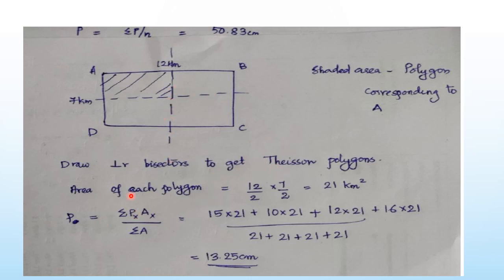So as per the Thiessen polygon method, the formula is P1A1 plus P2A2 plus P3A3 divided by sigma A. The first triangle's area is 21, into the precipitation of station A, which is 15, plus 10 into 21, and so on. The area of each of the 4 triangles is 21, divided by the sum of all the areas, will give you the average precipitation, that is 13.25.